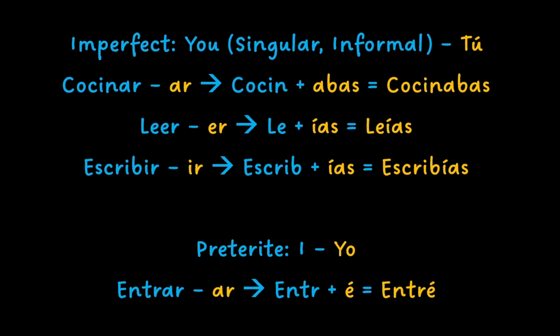For the second set of sentences, the imperfect tense will be in the you form when talking to one person in an informal setting. So cocinar becomes cocinabas, leer becomes leías, and escribir becomes escribías. And the preterite tense will be in the I form, so entrar will become entré.